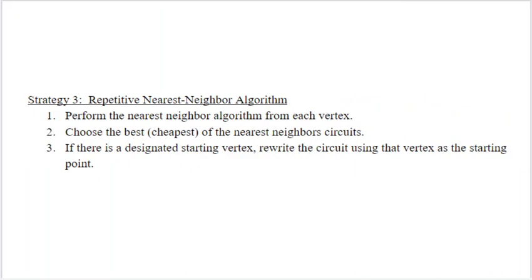First, we have the repetitive nearest neighbor algorithm. We talked about the nearest neighbor algorithm in the previous video. So you are going to perform the nearest neighbor algorithm with each vertex being used as the starting point. So you do the nearest neighbor algorithm starting from A, starting from B, starting from C, etc. Then you choose the best, in this case the cheapest, of those nearest neighbor circuits. And then if you need to rearrange it, you can adjust it so that you have the correct starting vertex. So let's take a look at Willy the traveling salesman.